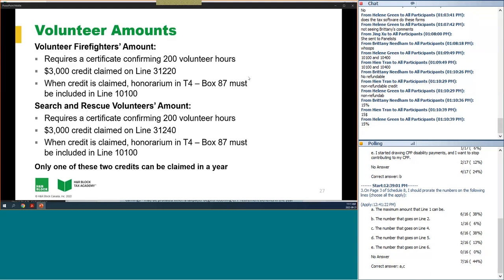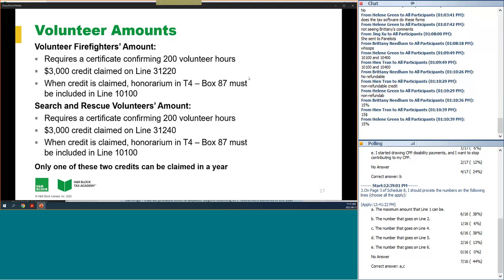So if you are a volunteer in these areas and you have a certificate that confirms you have done 200 hours, it is up to the organization to determine how many hours and what qualifies for it. So we don't determine that. As long as you've done at least 200 volunteer hours, you can claim a $3,000 credit. Okay? Doesn't matter if you have any income or not from the volunteering. It's just how many hours. If you did the hours, you can claim a $3,000 credit.